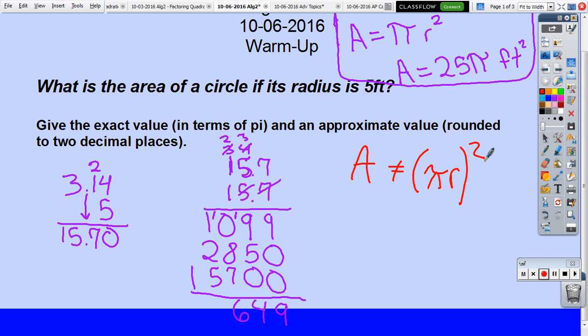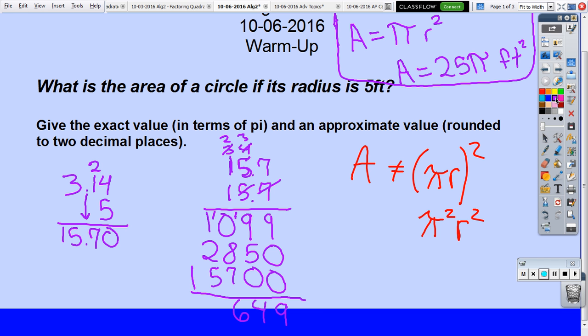That's what this would become. You guys remember distributing the exponent to each factor when you have a product? So this is not the same as this. So it's a very simple formula. Keep it simple. This would be the exact value, and then approximately 78.